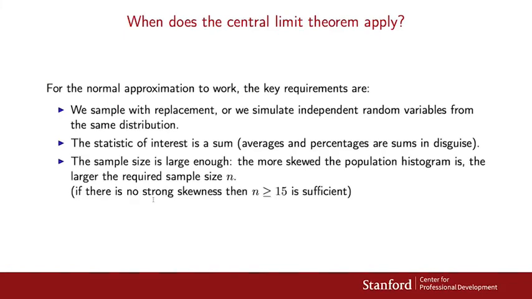Finally, the sample size has to be large enough. The rule of thumb is that the more skewed the underlying population histogram is, the larger the required sample size n. It turns out that if there's no strong skewness, then a sample size of at least 15 will be sufficient. For stronger skewness, we might need a sample size of at least 40.